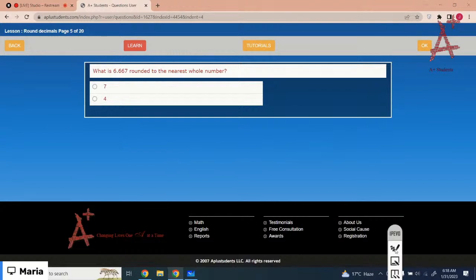Okay, the next one is, what is 6.667 rounded to the nearest whole number? You have to round off to the whole number. This is the whole number. Just look at the first digit right after the decimal. It is 6, and 6 is greater than 5. That means you have to round up. Round up means you have to add 1 to the whole number. So 6 plus 1 equals 7. The correct option is 7. Just select the correct option, then click on the OK button.